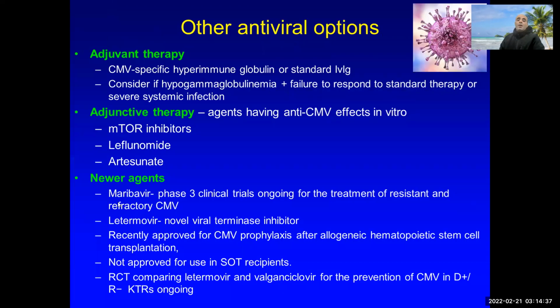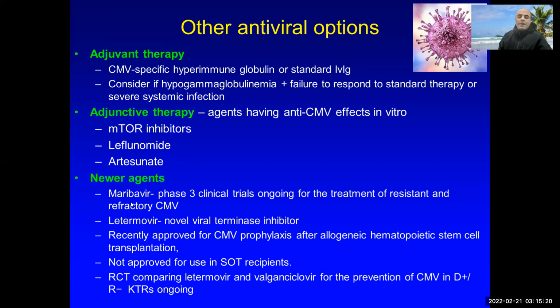You can read. Other antiviral options include CMV-specific hyperimmune globulin or standard IVIG. IVIG can be given, consider it if hypogammaglobulinemia. You can check immunoglobulins A, M, G, D, and if the patient is low in the blood, you can give IVIG to increase the antibodies to this virus. Other agents with anti-CMV effect in vitro are immunomodulators, leflunomide and artesunate. I think you can use leflunomide, which also has activity against BK virus.